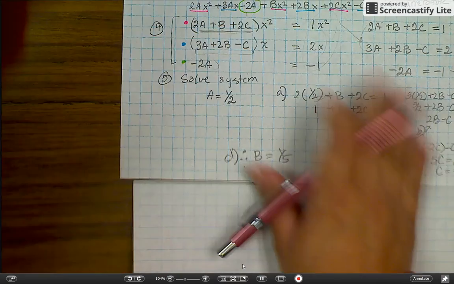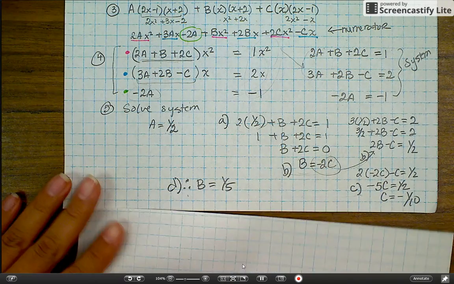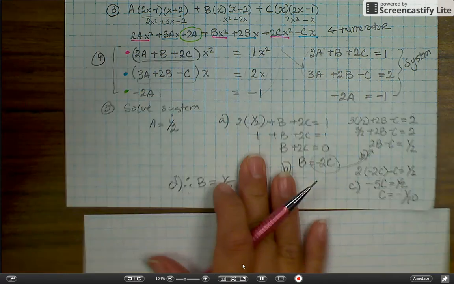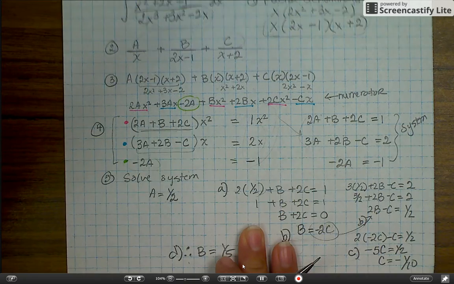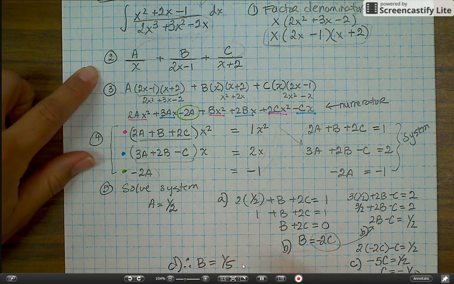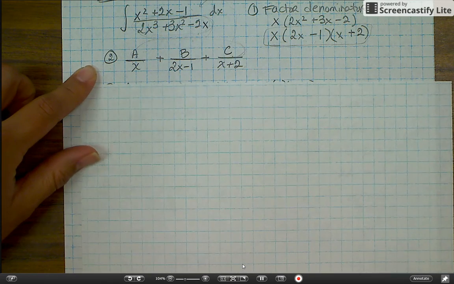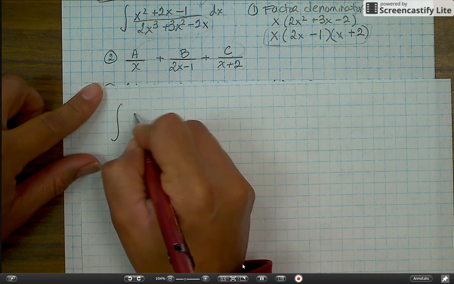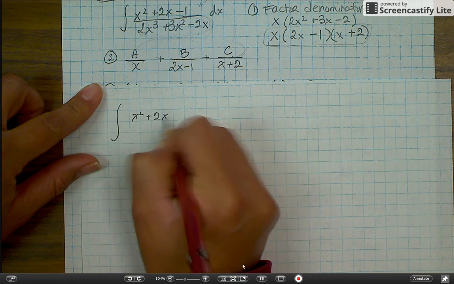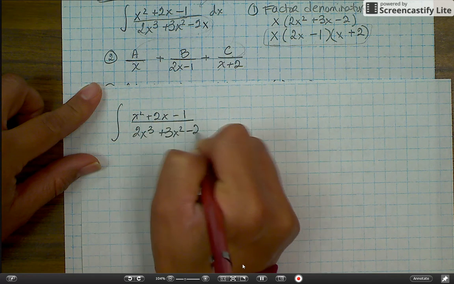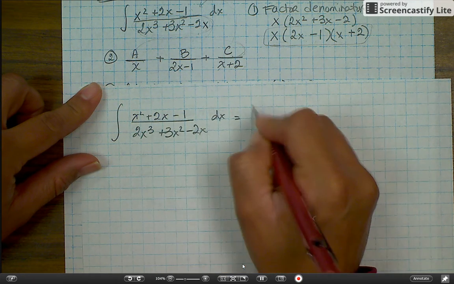Give me a second. So what was our integral? It was this to this. So now, all over 2x cubed plus 3x squared minus 2x dx is equal to the integral.